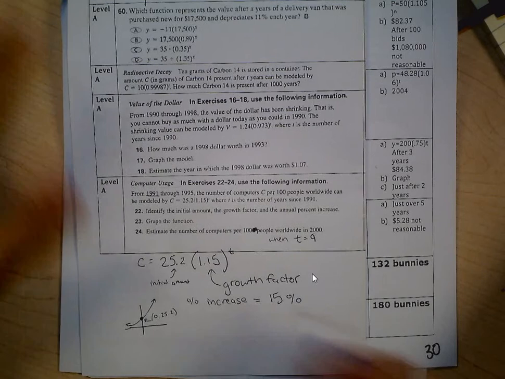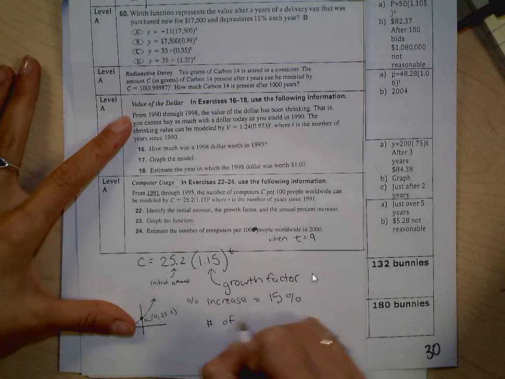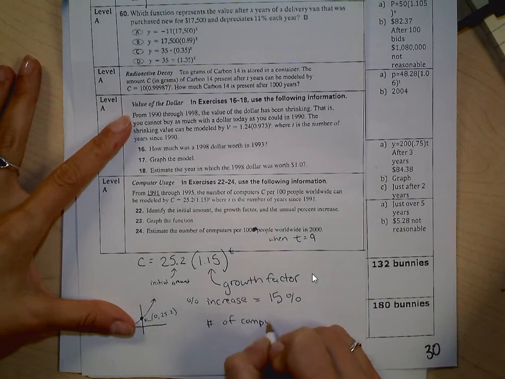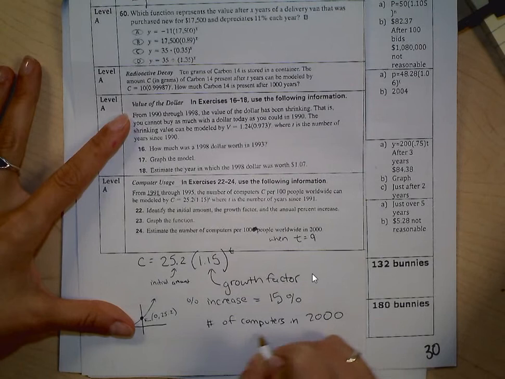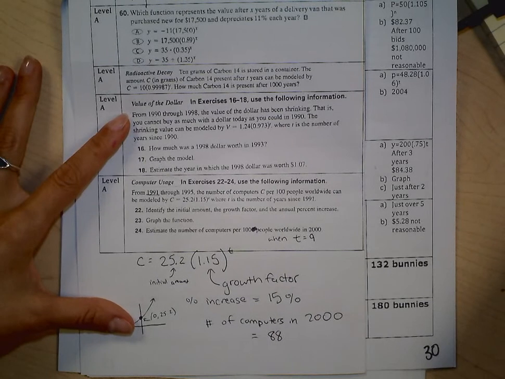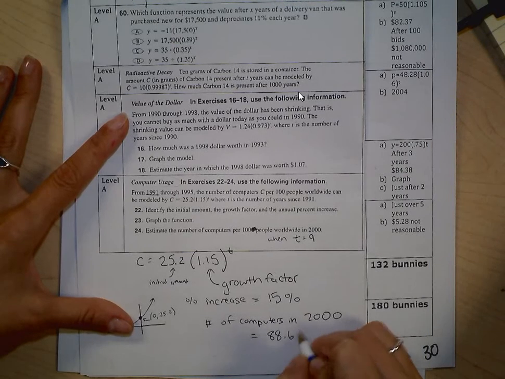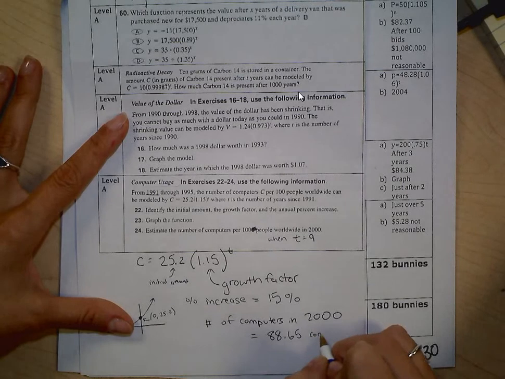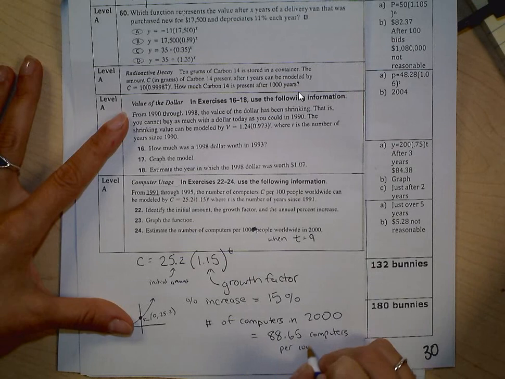Estimate the number of computers. The number of computers in 2000 is equal to 88.65 computers per 100 people. You could round that to 89 computers if you want.